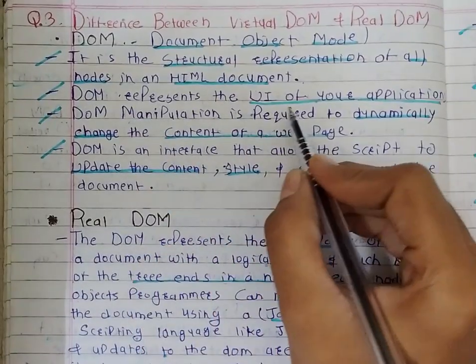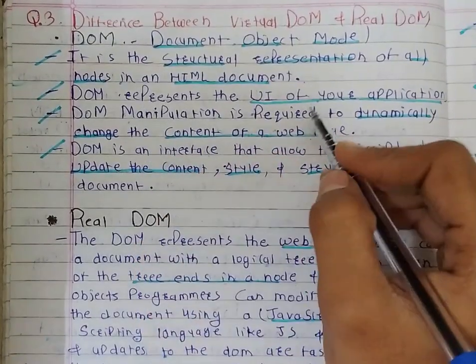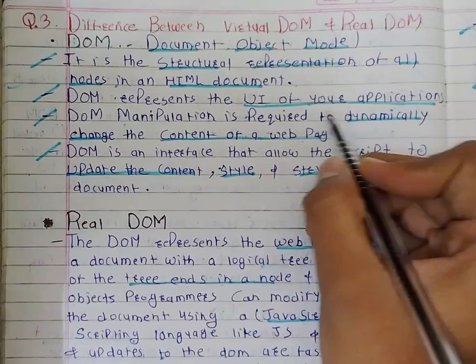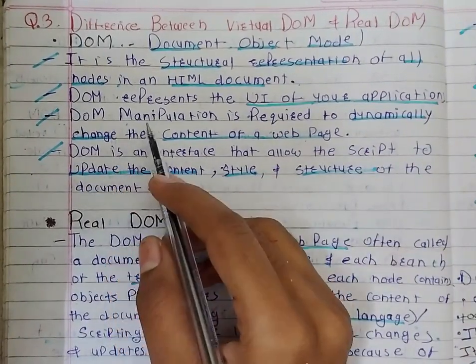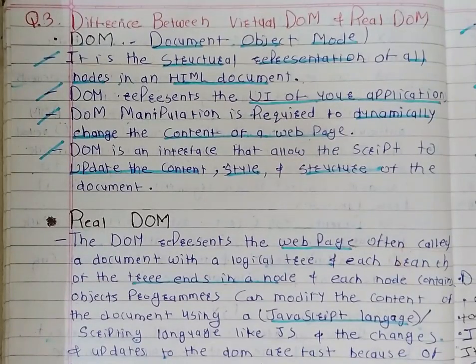Then, DOM represents the UI of your application. So what does DOM do? It represents the user interface of your application. DOM manipulation is required to dynamically change the content of a web page.